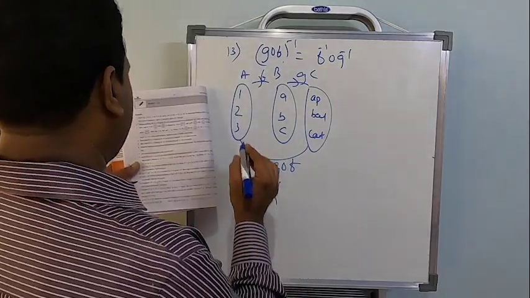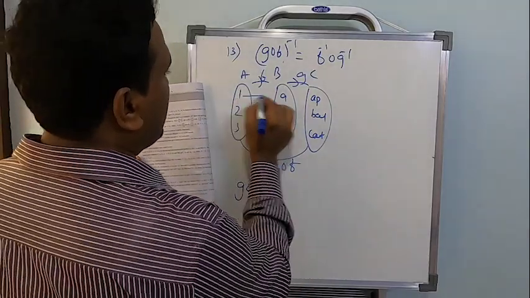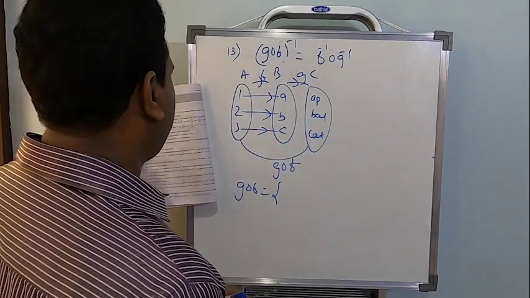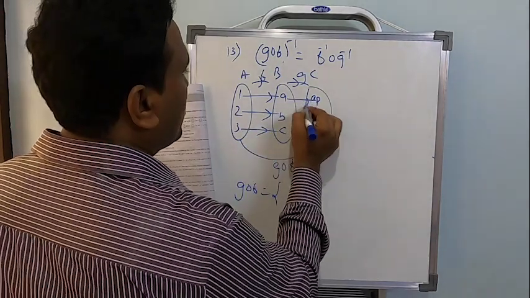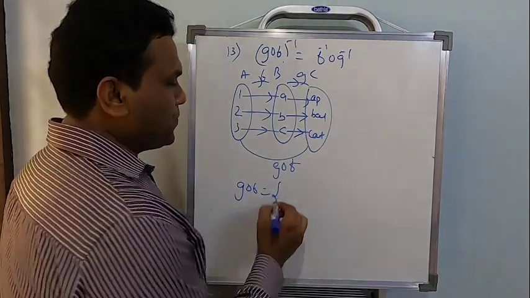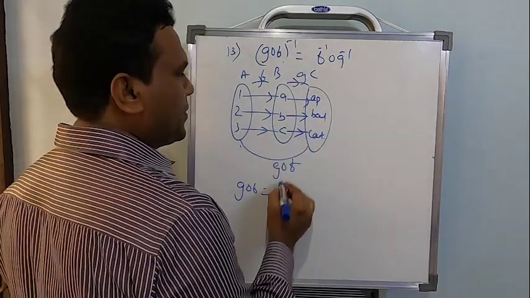So before that, in f, 1 is related to a, 2 is related to b, 3 is related to c. Correct? And the next one, a is related to apple, b is related to ball, and c is related to cat. So g of f is a function from here to here.